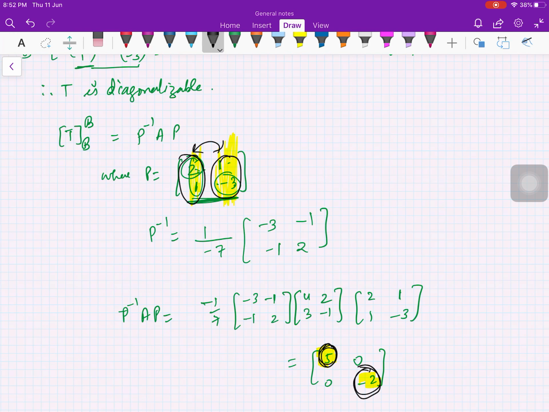This is how you find the eigenvalues first, then the eigenvectors, and you collect all the linearly independent eigenvectors. If you get n linearly independent eigenvectors for a vector space of dimension n, then it means that your linear operator T is diagonalizable.